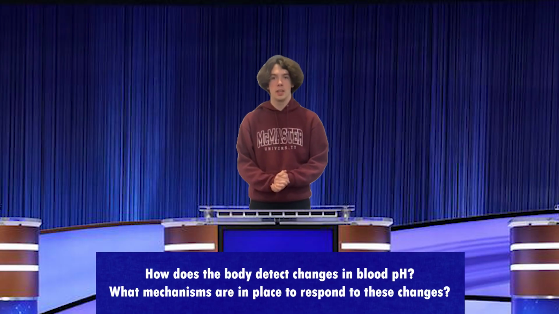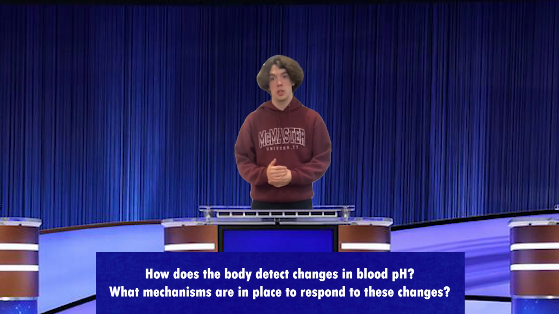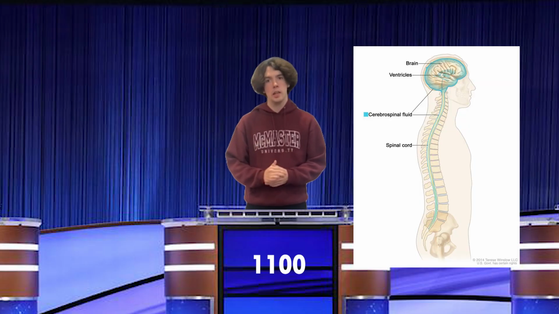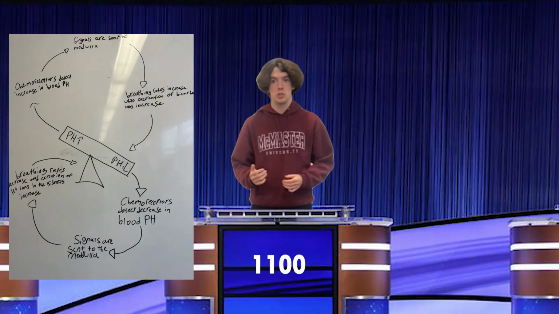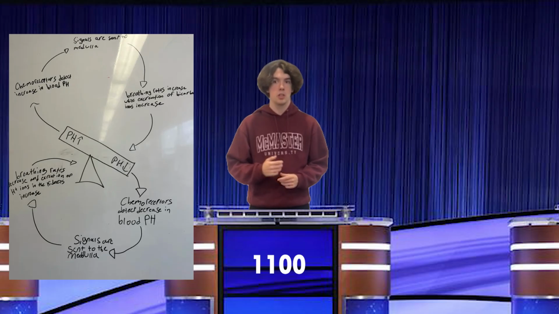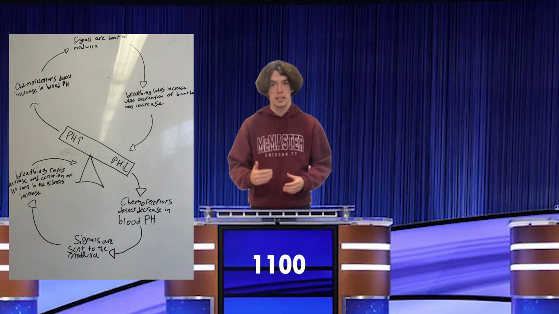Thank you, Steve Harvey. The body uses chemoreceptors to detect changes in pH. Peripheral chemoreceptors in the arteries and the aorta detect change in CO2 and pH in the blood, while central chemoreceptors in the medulla detect CO2 levels in the cerebral spinal fluid, indirectly reflecting pH. When a deviation of pH is sensed by either of these two receptors, signals are sent to the medulla to adjust respiratory rates and the excretion of H+ and bicarbonate ions in the kidneys.